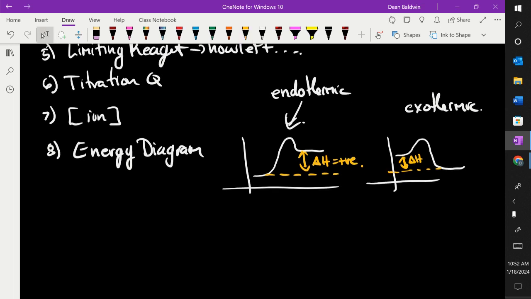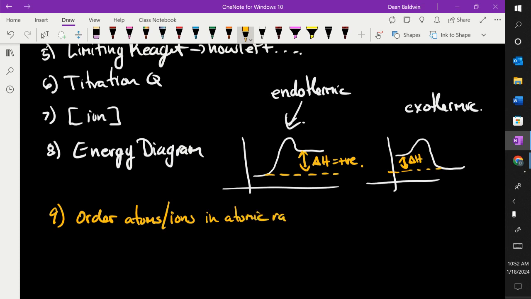And then the last question is you'll have to list some atoms, ions in order of size. Atomic radius order. Order atoms, ions in atomic radius size. I don't know if that makes sense. But basically, I give you some 3 or 4 atoms, ions, and I say list them from smallest to largest or largest to smallest or whatever. Okay? And that is your test.